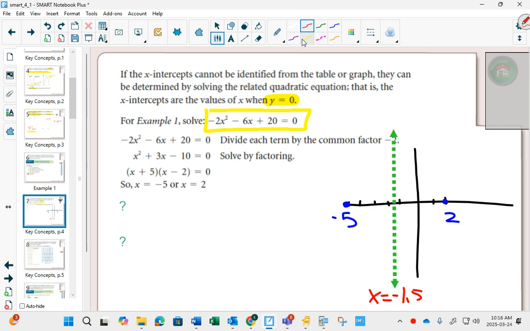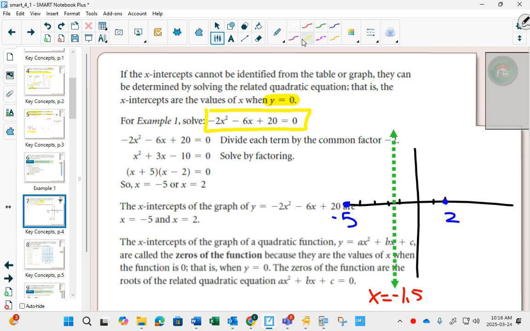Notice, what happens if you add negative 5 and 2 together? You get negative 3. What's half of negative 3? Negative 1.5. So what's really nice is if you find the zeros, you would find your axis of symmetry. And this one, as a decimal, probably wouldn't have been one that you would have found just with your regular table of values.